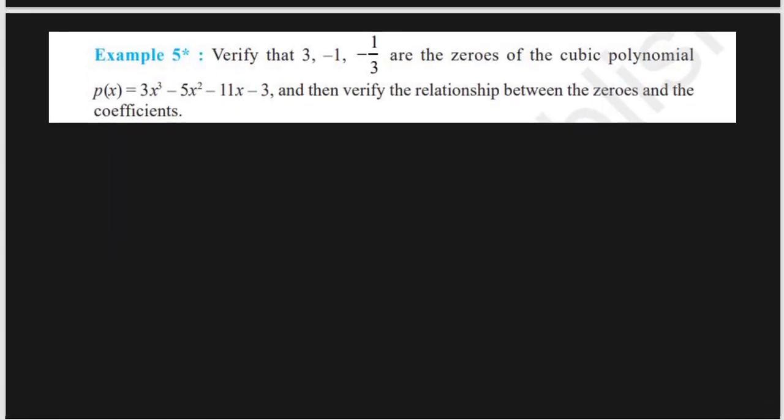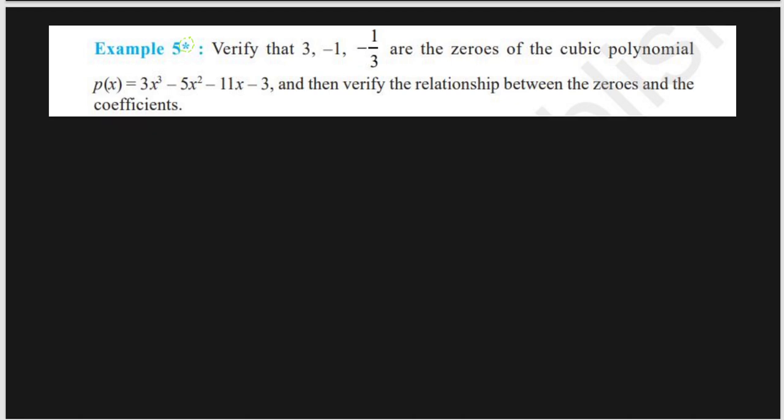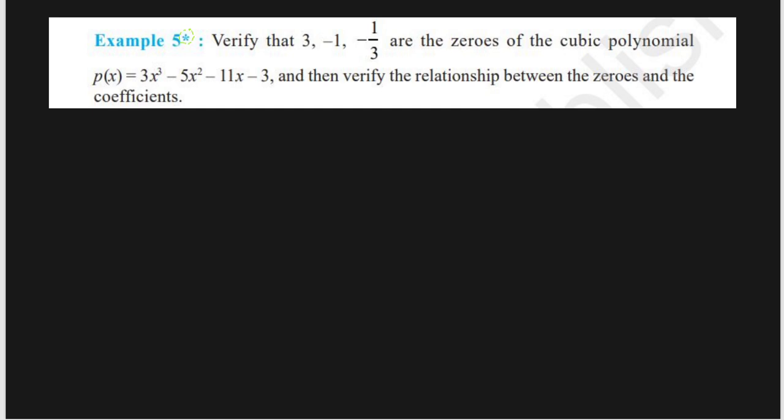Awesome. Moving on to the next question. This is actually being excluded from the course, thereby there is a star asterisk over here. So verify 3, minus 1 and minus 1 by 3 are zeros of the cubic polynomial, and verify the relationship between the zeros and the coefficients. But since I've told you the concept, you will be able to solve it. First thing first, if they are asking you to get the zeros, you have to factorize. If they are just asking you to verify the zero, plug in.